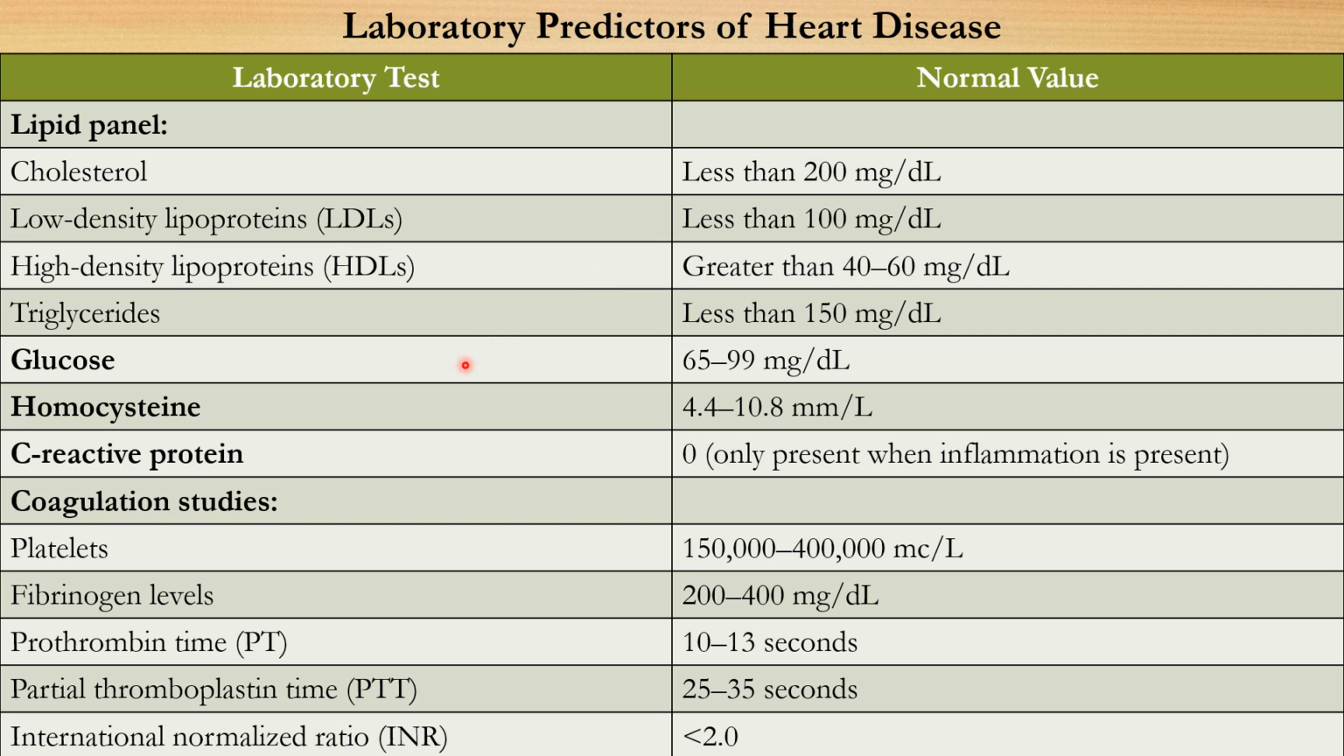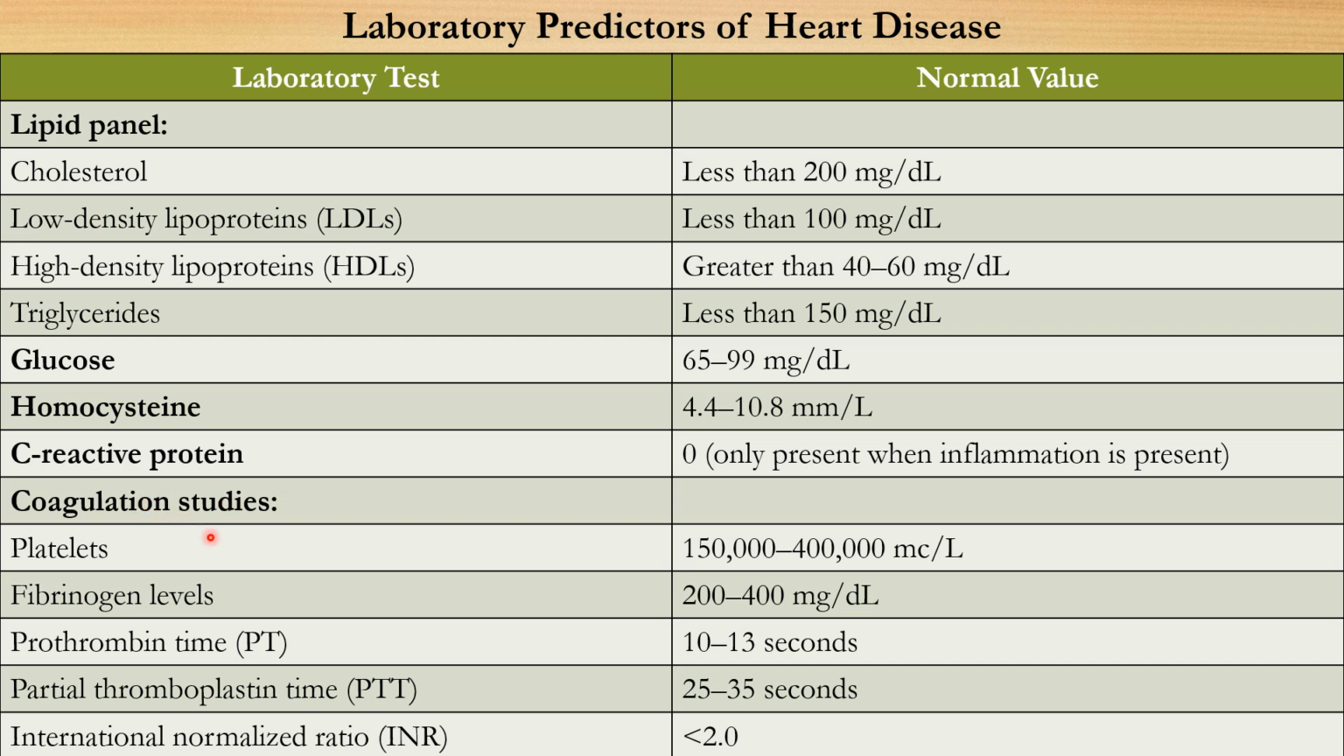Next, glucose. It should be in the range of 65 to 99 mg per dl. Homocysteine level must be 4.4 to 10.8 mmol per liter. Then C-reactive protein must be 0. C-reactive protein is only present when inflammation is present.